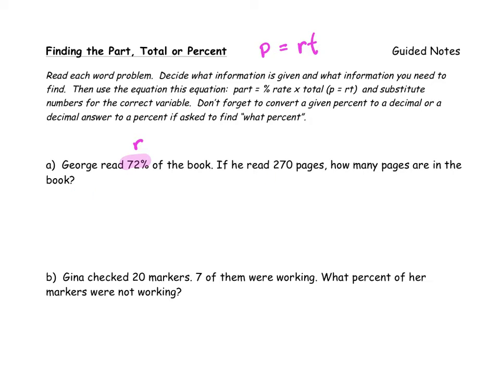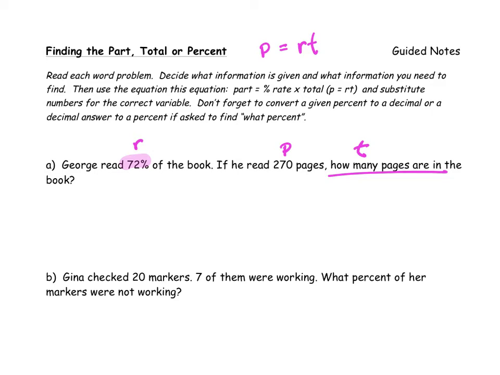Well, for two reasons I think this is the part. It said that he read part of the book, not 100%, 72% of the book, and then it goes on to tell us how many pages that is. So this is the part, and then it also asks how many pages are in the book, so it's asking us the total. So I'm confident now that I have the pieces and the variables labeled in the right way.